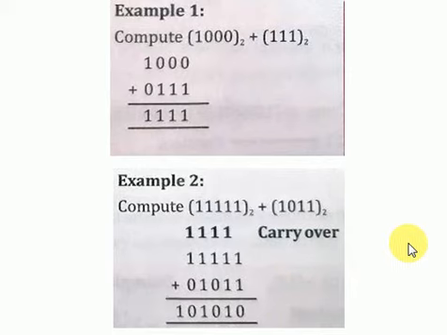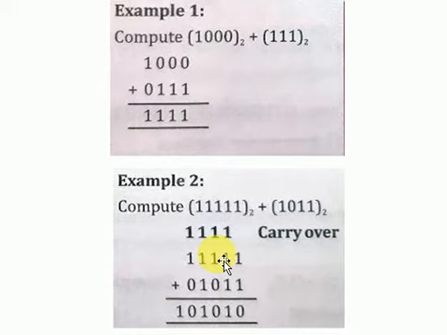So 1 plus 1 plus 1 gives you 11. You will write 1 here, and this 1 should go as a carry. Okay, clear? So 1 plus 1 is 0 and 1 is carry. 1 plus 1 is 10, and plus 1 is double 1, meaning 11. So 1 is written here, and 1 as a carry.